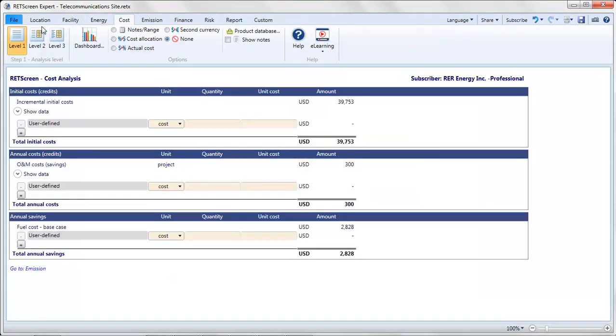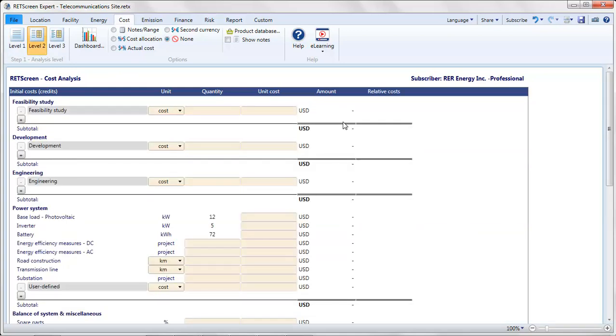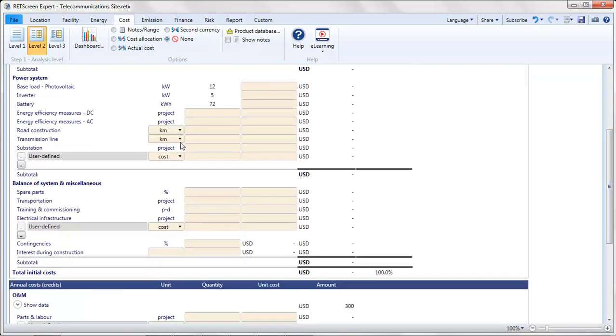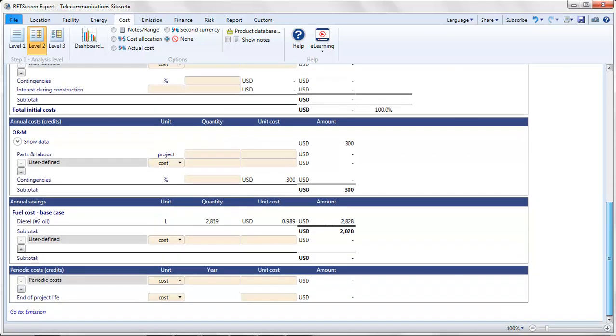Here we are on the cost tab. It's in level 1, and there are the initial costs that we've already included through the energy tab. These will disappear when we go to level 2. The annual costs and the annual savings will continue to be there, but on level 2 these $39,753 have disappeared. Why? Because RETScreen is assuming we want to break down that lumped cost into different line items. We don't actually want to do that in this particular case, but we're just going to copy the cost over.